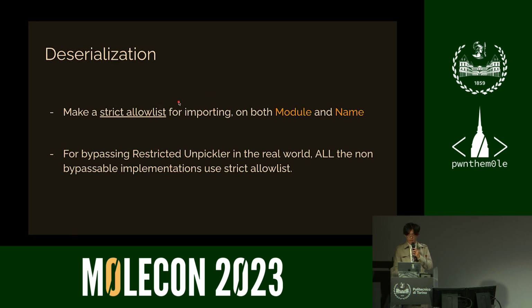And for deserialization, I would say it's better to make a strict allow list for importing. I mean, on both module and name. Don't just check the module. Don't just check the name. Just use an allow list, not a blacklist. And yeah, in my research before, for bypassing restricted unpicklers in the real world, all the non-bypassable implementations are using a strict allow list.